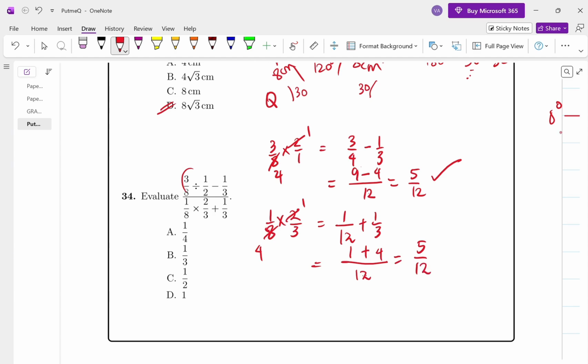Now the fraction, we're going to do numerator divided by denominator. Numerator, we had 5 over 12. Denominator, 5 over 12. When they cancel out, you get 1. So the answer is going to be D, because these two will divide to give you 1. Okay.